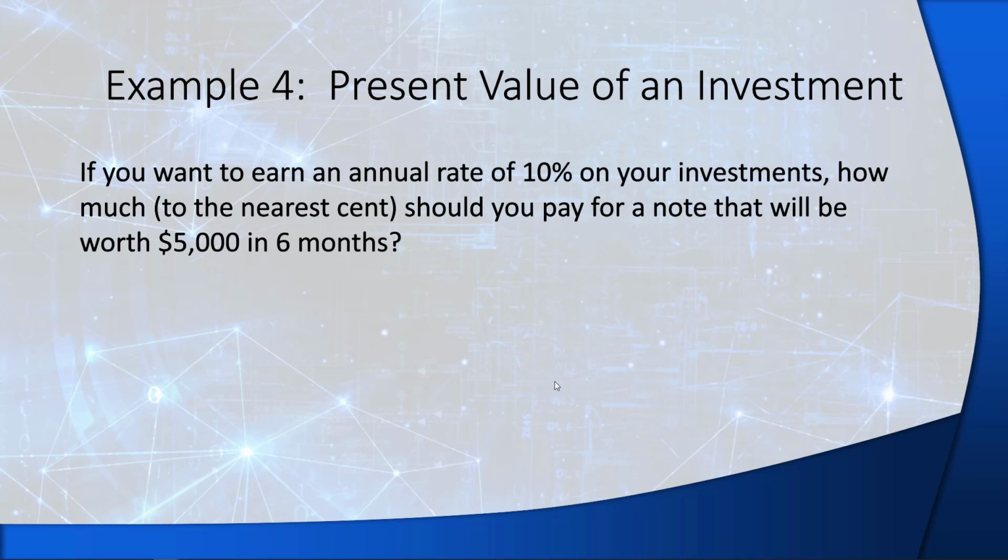Now this example is kind of an example of financial planning. So let's suppose you have a goal, whatever that goal may be. In this particular case, it is $5,000 in 6 months. And the question here is, if you want that $5,000 in 6 months, how much do you need to put away now so you can actually achieve that goal?